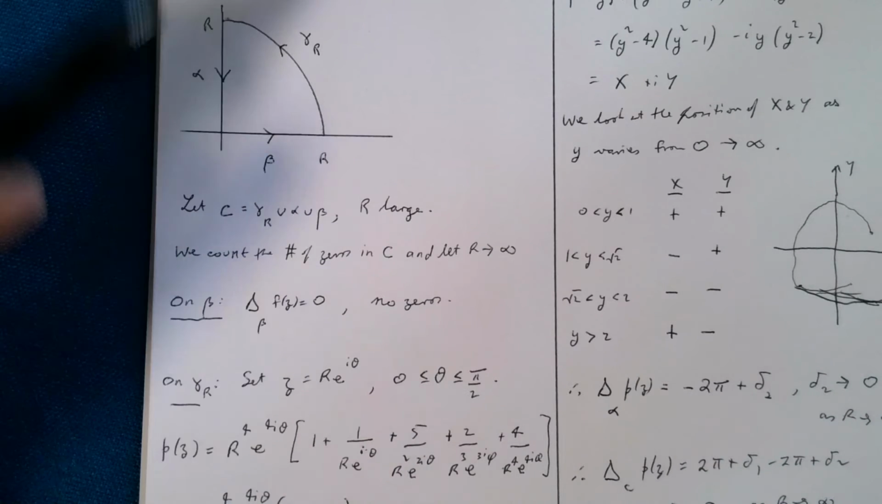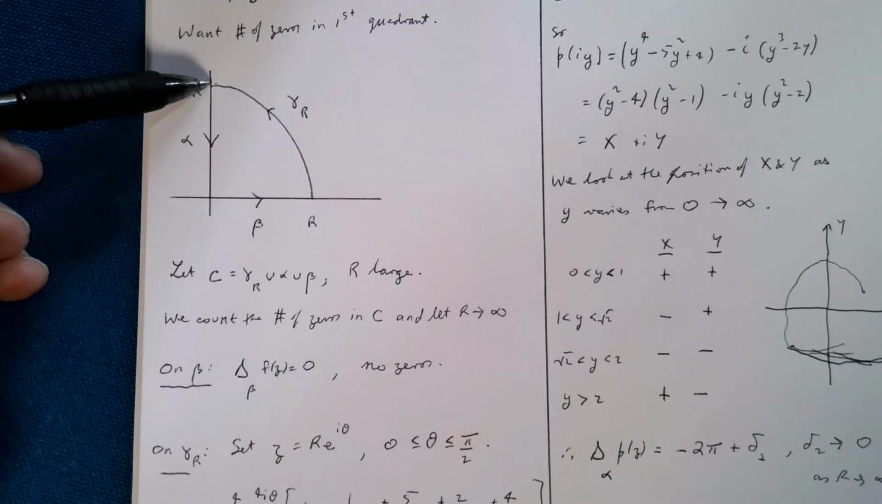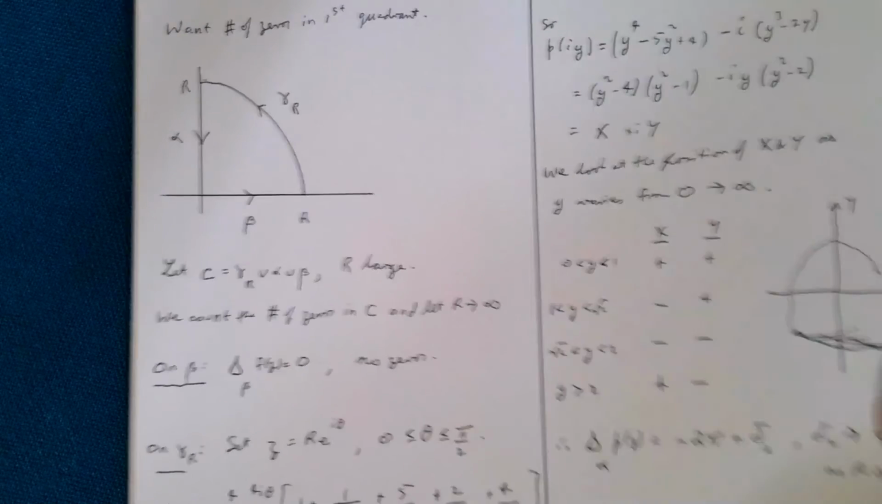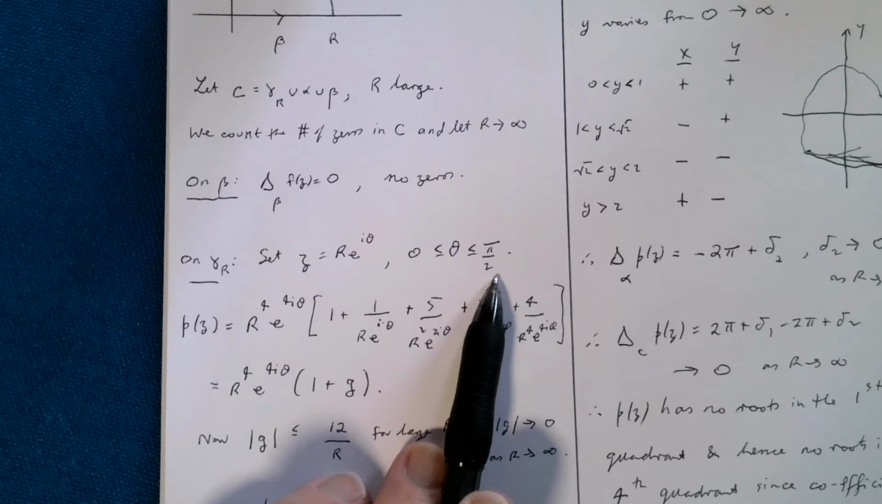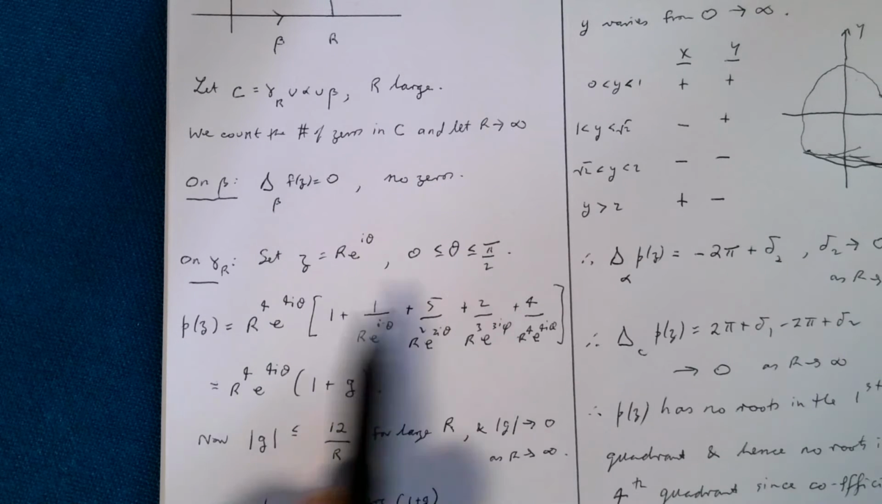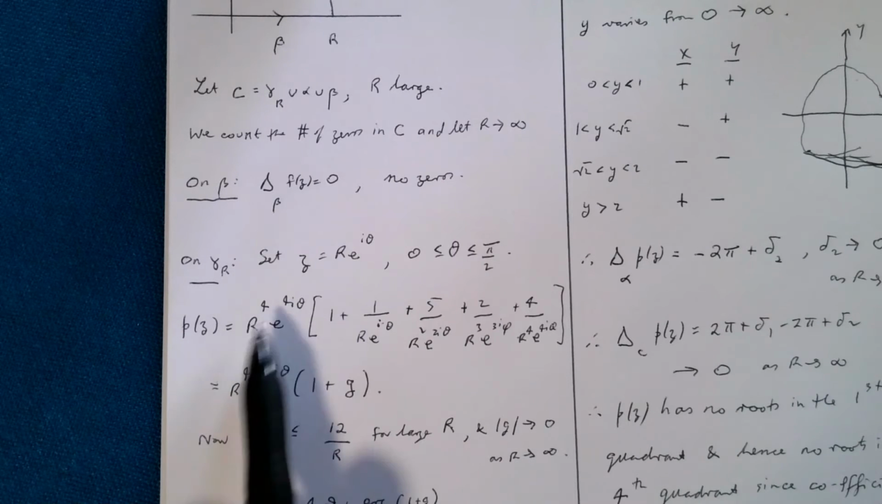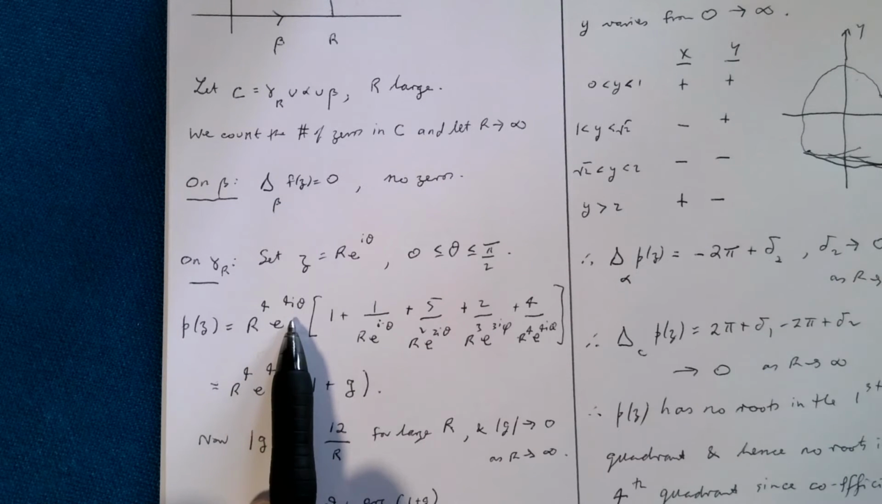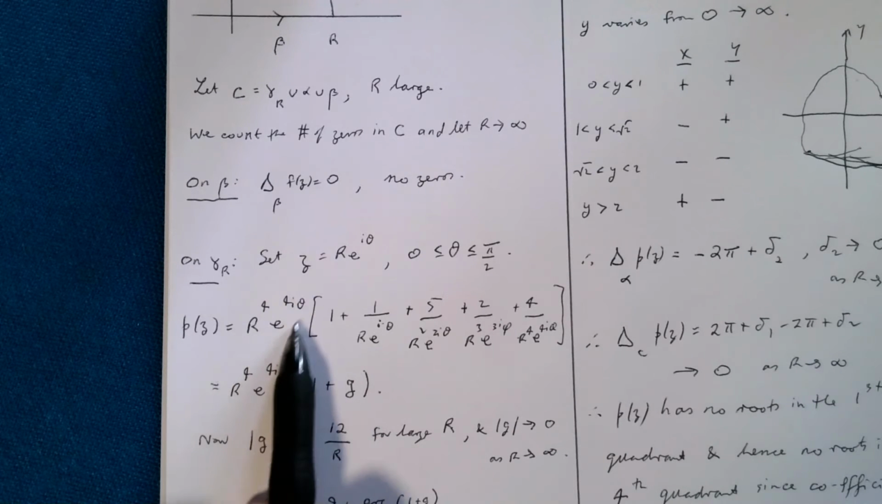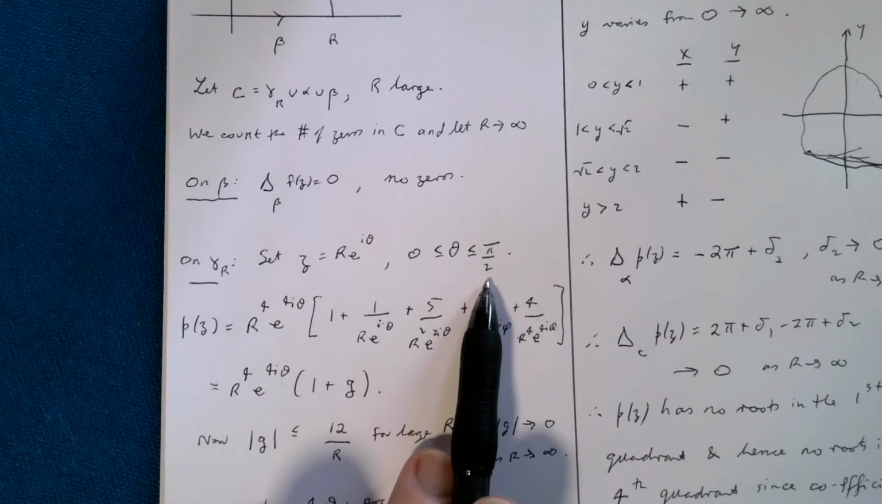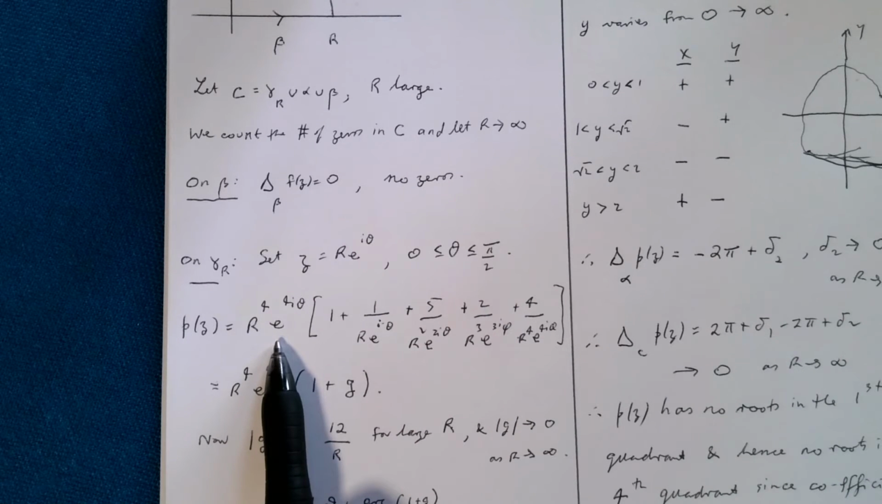Now on gamma r, which is our quarter circle, we're going to set z to be equal to r e to the i theta. Now my theta is going to go between 0 and pi on 2. So I can substitute that into the polynomial, and I'm going to factor out r to the 4th e to the 4i theta, and that's what's left after I factor that out. Now the reason I do that is that for this term I can see immediately as theta goes from 0 to pi on 2 what's the change of argument in this thing easily.